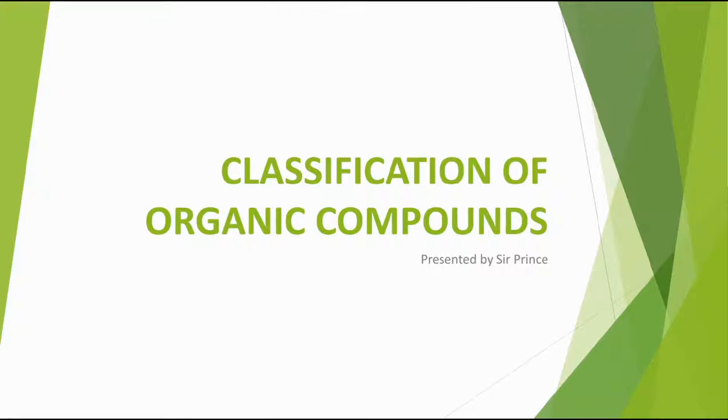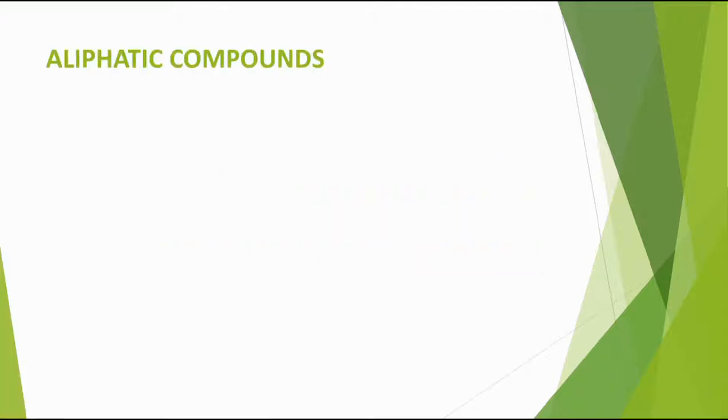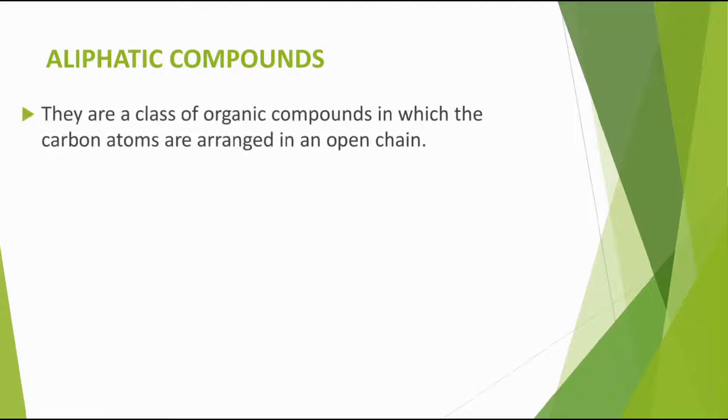Classification of organic compounds. How do we classify organic compounds according to their structures? So the first organic compound we look at is aliphatic compounds. Aliphatic compounds are a class of organic compounds in which the carbon atoms are arranged in an open chain. They are open chain organic compounds. So we'll see how they are.